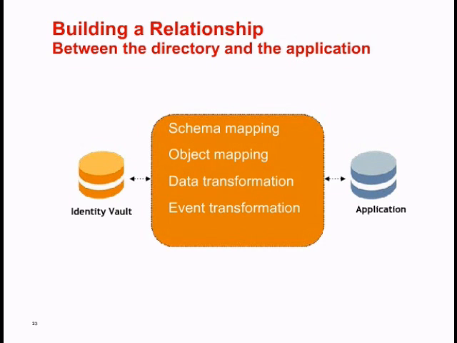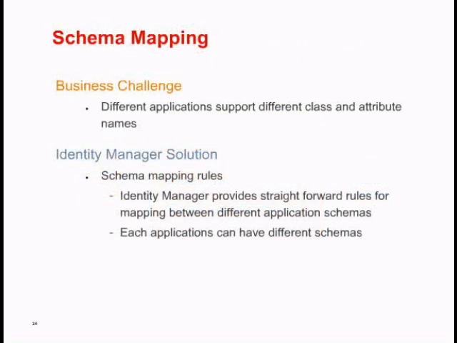So the first thing we need to do is what they call schema mapping. The business challenge, like I said, is that different applications support different classes and attributes. The identity management solution is schema mapping rules, and it's pretty much straightforward. When the Novell developer develops this driver, they go through and take the default schemas from both sides, and then they map them together. If you have any custom schemas because you've extended your schema, you would have to manually add those in.